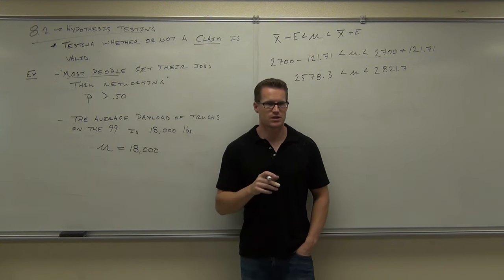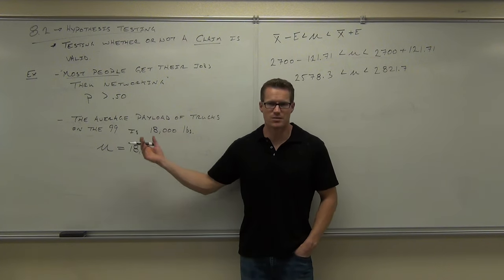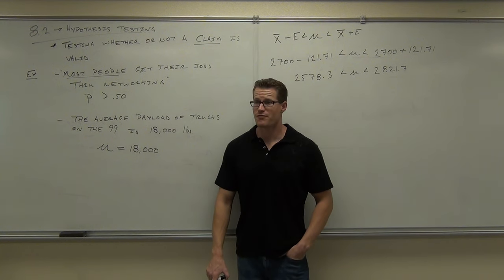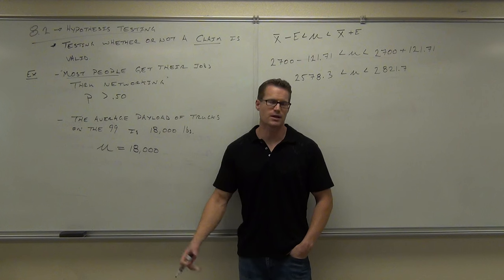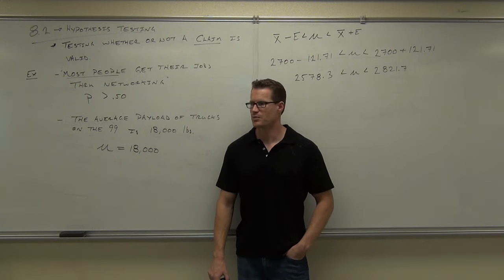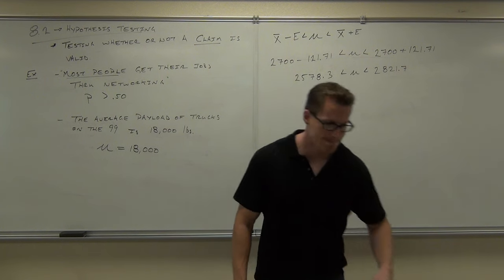You see, what this chapter is about is translating into a claim and then testing that claim. You see, anybody can make these up. I could say, the average payload of trucks on the 99 is 500 million pounds. That's a claim, right? Is it a true claim? No. But you'd have to find out how to prove me wrong. And that's what we're going to do in this section.